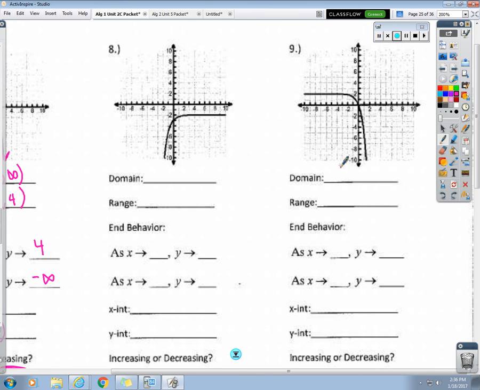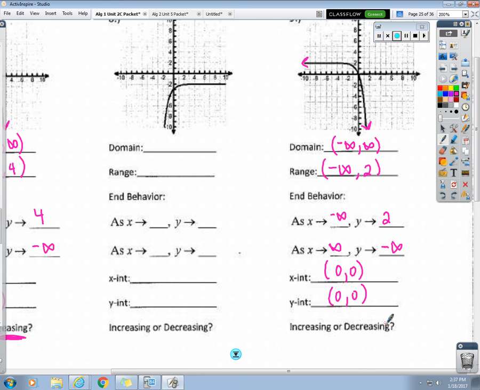What's the domain? Negative infinity to positive infinity. It goes left forever and right forever. What's the range? Negative infinity all the way up to 2. There's an asymptote at 2. Okay, end behavior. As you approach negative infinity, which means as you go to the left side, you're approaching 2, the asymptote. But as you go to the right side, you're going down. Okay, what's the x-intercept? 0, 0. The origin is where it crosses through there. And what's the y-intercept? Same thing. It crosses through at the origin, which makes x and y the same. Is it increase or decrease? Decrease.